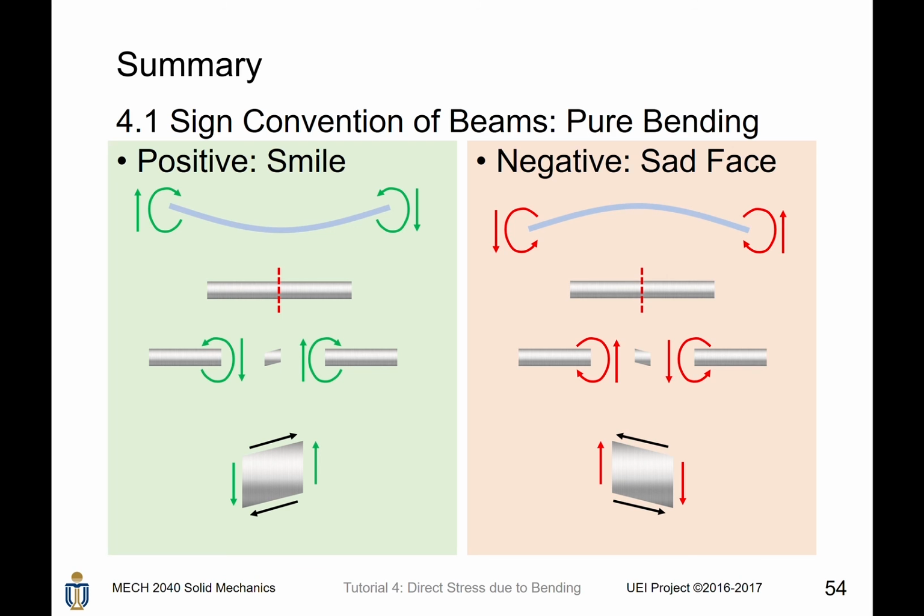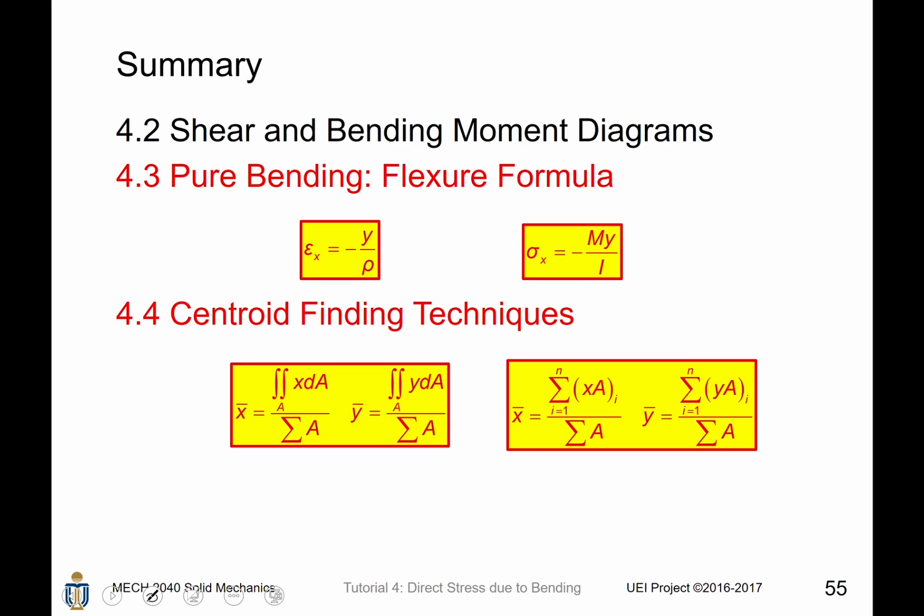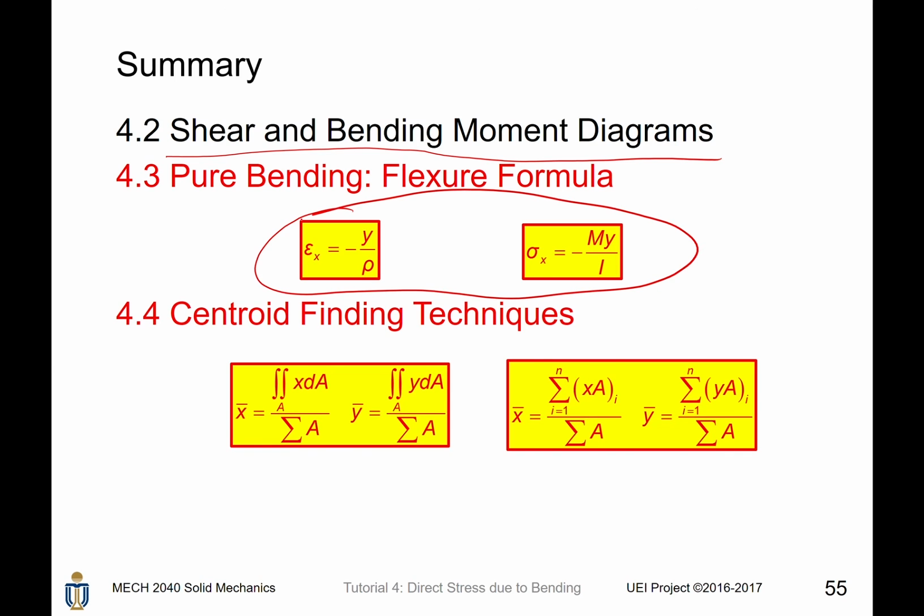We also described the sign convention of beams. Positive means smile face, while negative means sad face. And for the sign convention of the shear force, you consider a stress element located in between them. Then you can apply your results here. And finally, you get the complete sign convention of moment and shear force. Besides, we also introduced how to draw the shear and bending moment diagrams, as well as the flexure formula. Those two formulas are very important, but I think they will be given in the exam.